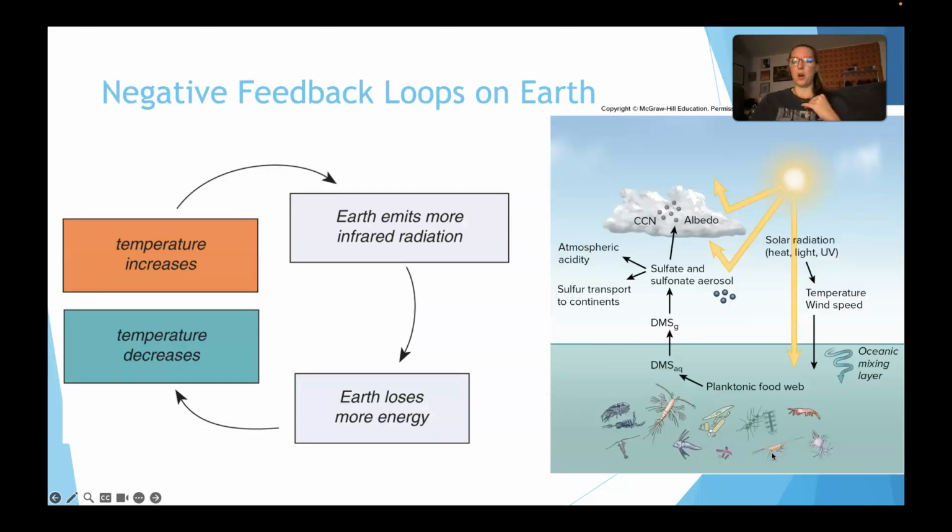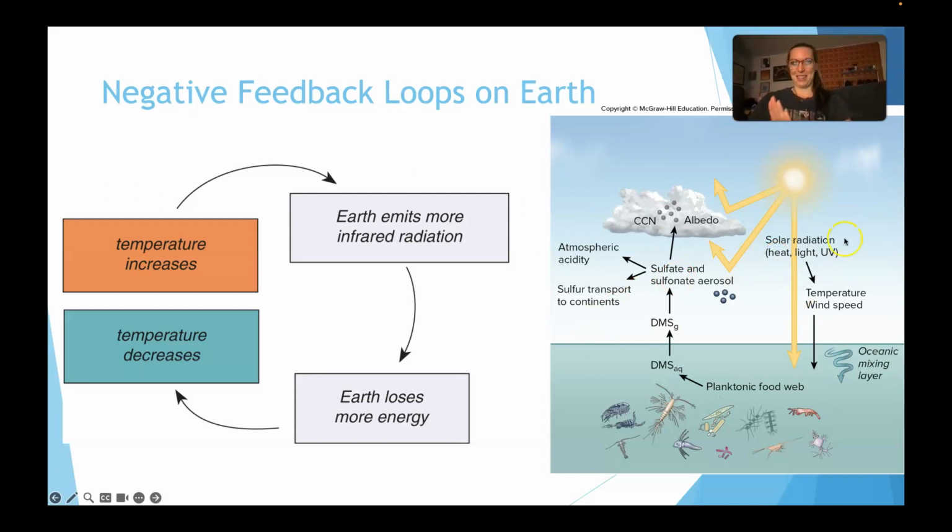Negative feedback loops are a little bit more complicated. The one here on the left is looking at if the temperature increases, then the Earth will emit more infrared radiation, which means we're going to lose more energy, which means our temperature will decrease. Then our temperature will increase again, we'll emit more radiation, we'll lose more energy, thus our temperature will decrease. This is related to what's called Planck's law, if you're familiar with that. One that's more associated with the oceans is a little difficult.